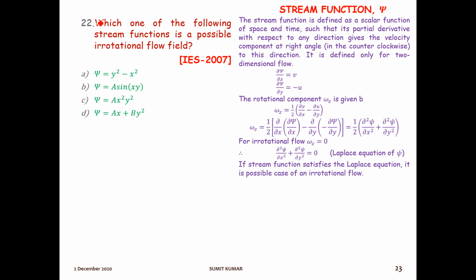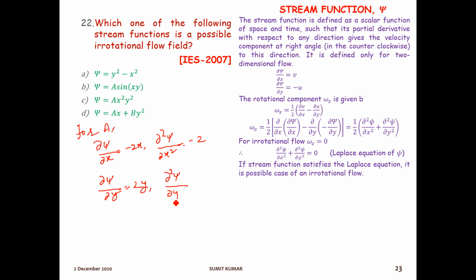The next question: which one of the following stream functions is a possible irrotational flow field? Similarly to the previous question, we have to check whether d square psi by dx square plus d square psi by dy square equals 0. For flow field A, d psi by dx is minus 2x, and d square psi by dx square is minus 2. Now d psi by dy is 2y, and d square psi by dy square is 2. So in option A, the summation of both terms is minus 2 plus 2, which is equal to 0. So this is an irrotational flow, and option A is the correct answer.